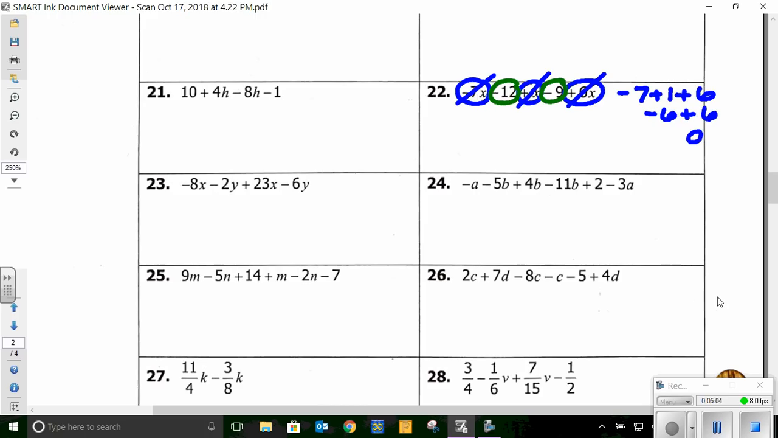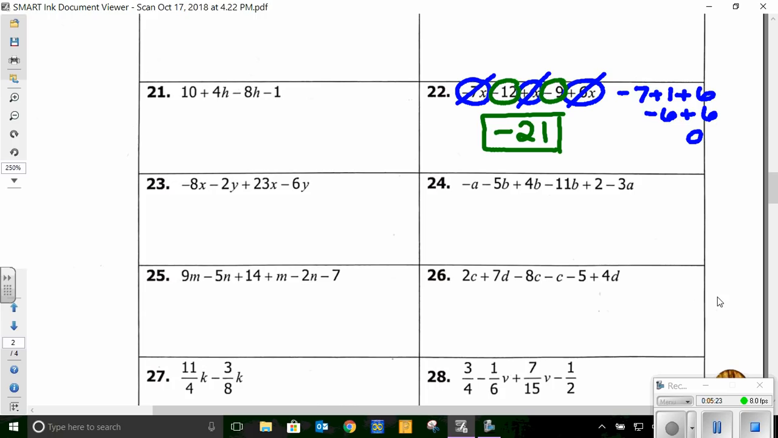A negative and more negative makes a negative 21. And again, use your Desmos, use your battle boxes, use whatever you want to make sure that you are combining integers correctly. So that is a negative 21. That is our expression simplified.